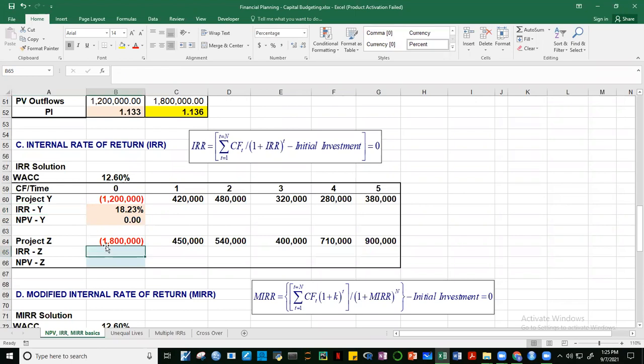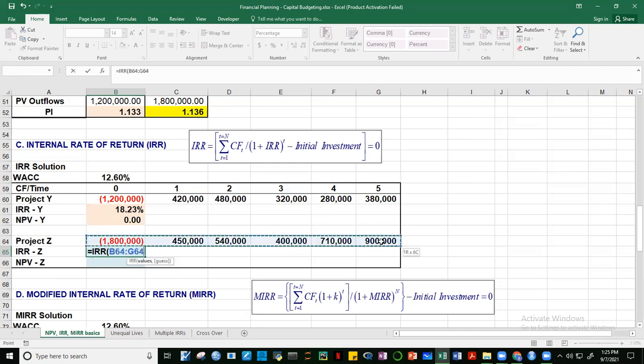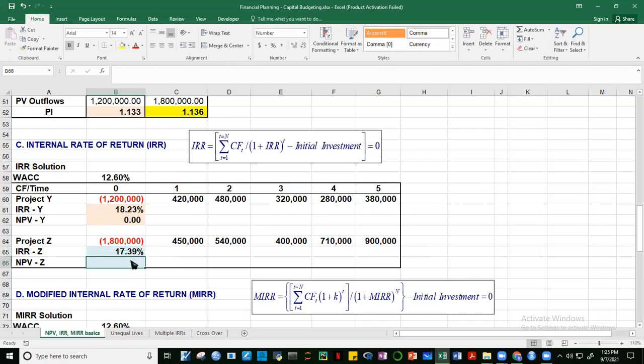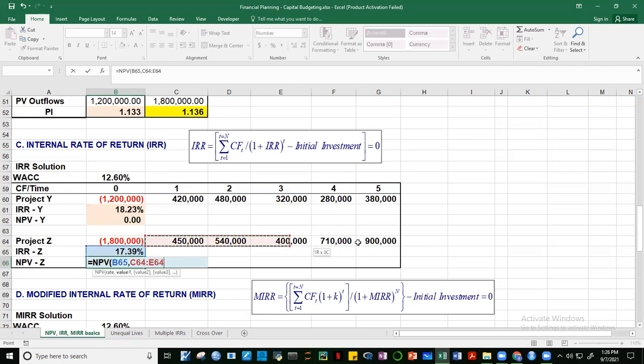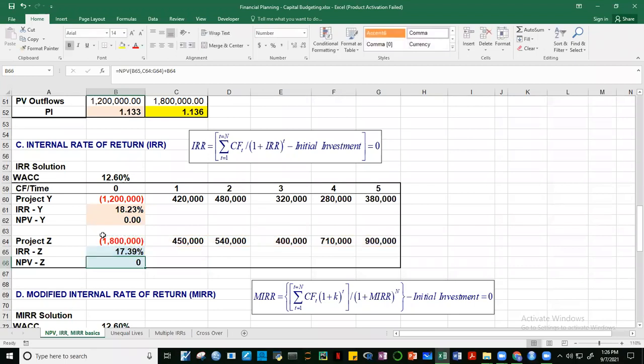Okay, then on the other hand, si Z naman. Ang IRR ni Z, IRR is, so values there. So we have 17.39 and let's check the NPV. NPV rate is 17.39 comma value 1 up to value 5 plus value 0. Okay. So notice guys, medyo mas mabilis na yung pag-process ko ngayon ng formula kasi by now guys, dapat medyo familiar na sa atin to. So it's also 0. Okay, so tama, no?